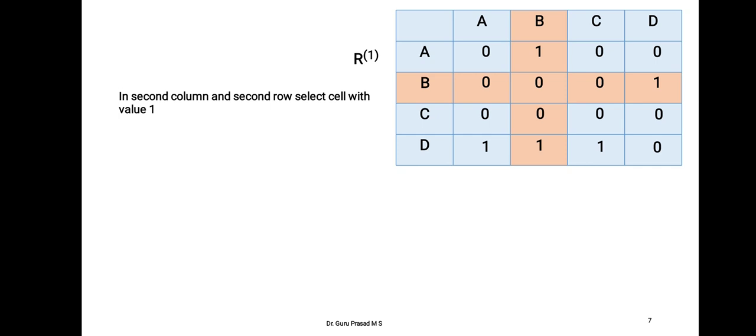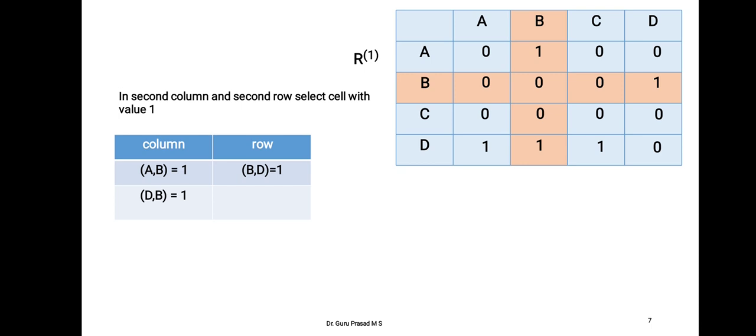Next, you have to select the second column and the second row, and select the cells with value 1. In the column there are two cells with value 1: A to B equal to 1 and D to B equal to 1. In the row, there is only one cell with value 1, that is B to D. Next, apply Warshall's algorithm.